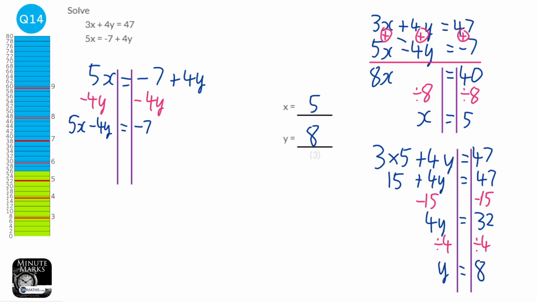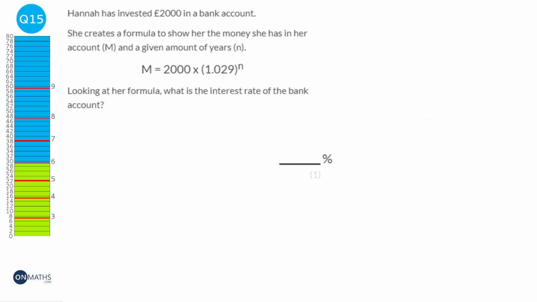Now we can check that using this equation here. So 5 times 5 is 25, take away 4 times 8, which is 32, is minus 7. So we know we've got it right. So the way this formula works is we have m, which is the final amount.